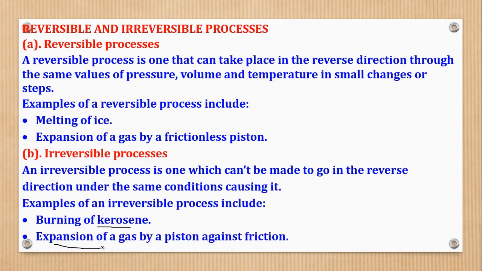Then expansion of a gas by a piston against friction. The energy which will be lost due to friction will have been lost. You can't again bring it back. But for ice, you can turn it to liquid and it can go back to ice. But kerosene, once it burns, it has burnt. So those are the differences between reversible and irreversible processes.